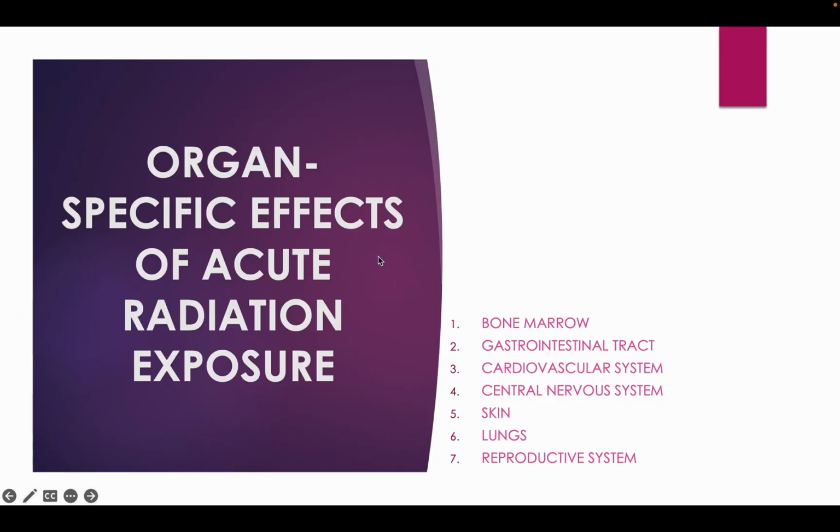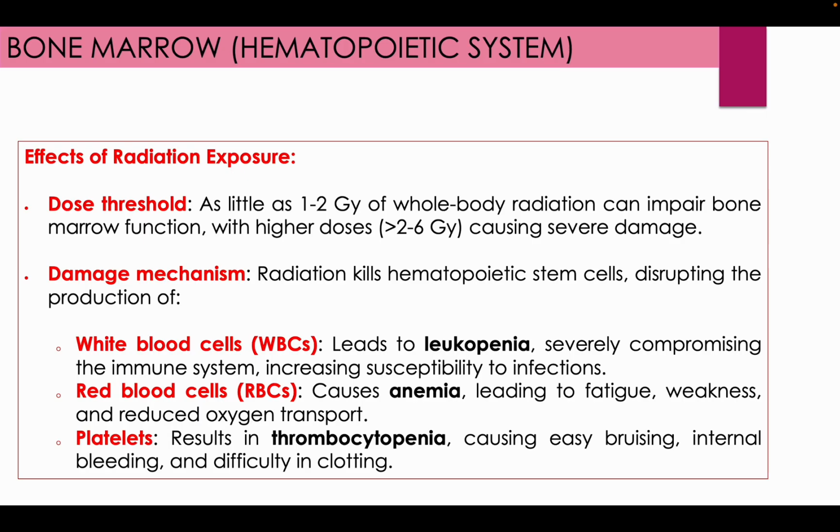Okay, now let's talk about the organ-specific effects of acute radiation exposure. When we say organ-specific, we have the bone marrow, the gastrointestinal tract or the GI tract, the cardiovascular system, central nervous system, the skin, the lungs, and also the reproductive system. So, what are the effects of acute radiation exposure on these organs? Okay, now let's talk first about the bone marrow or the hematopoietic system.